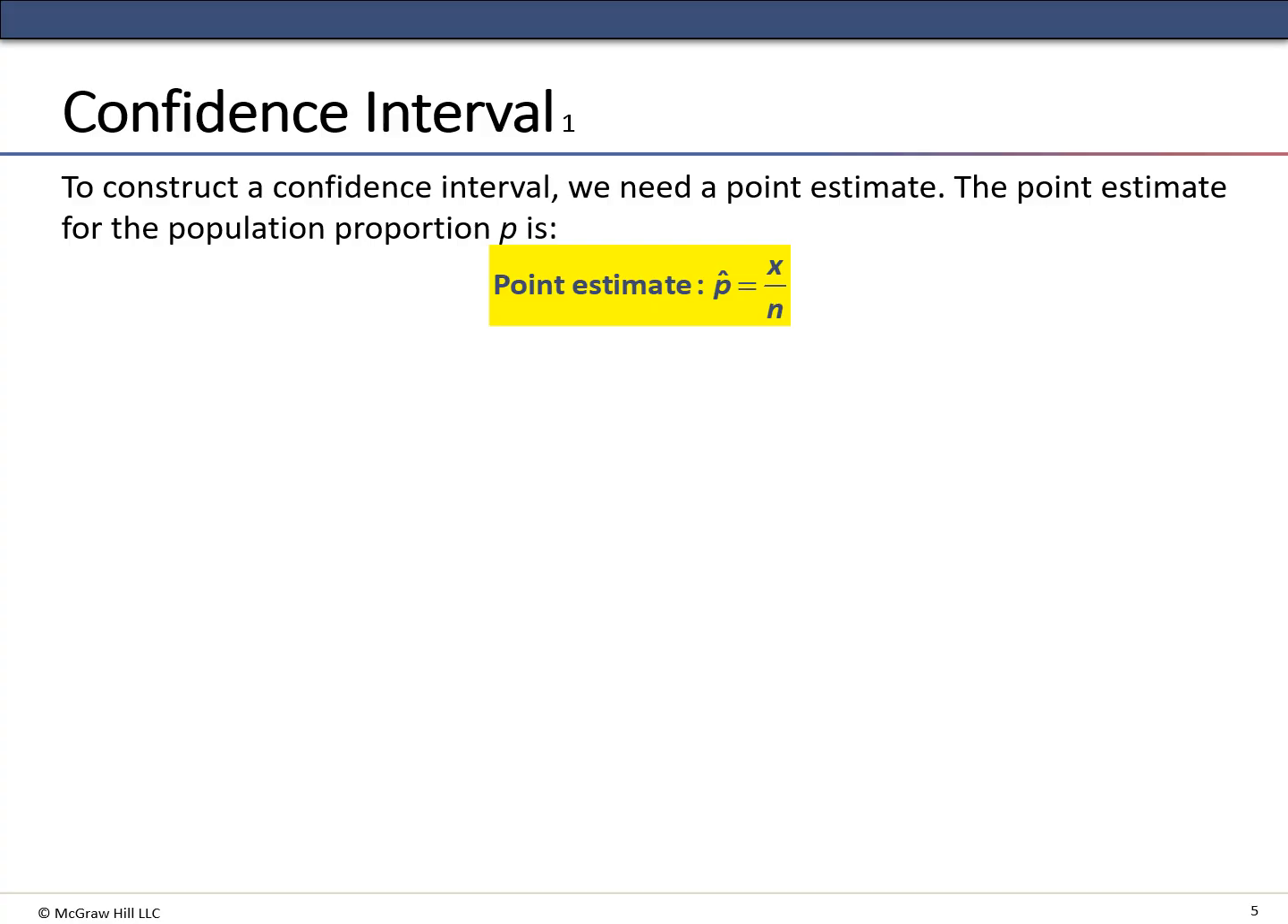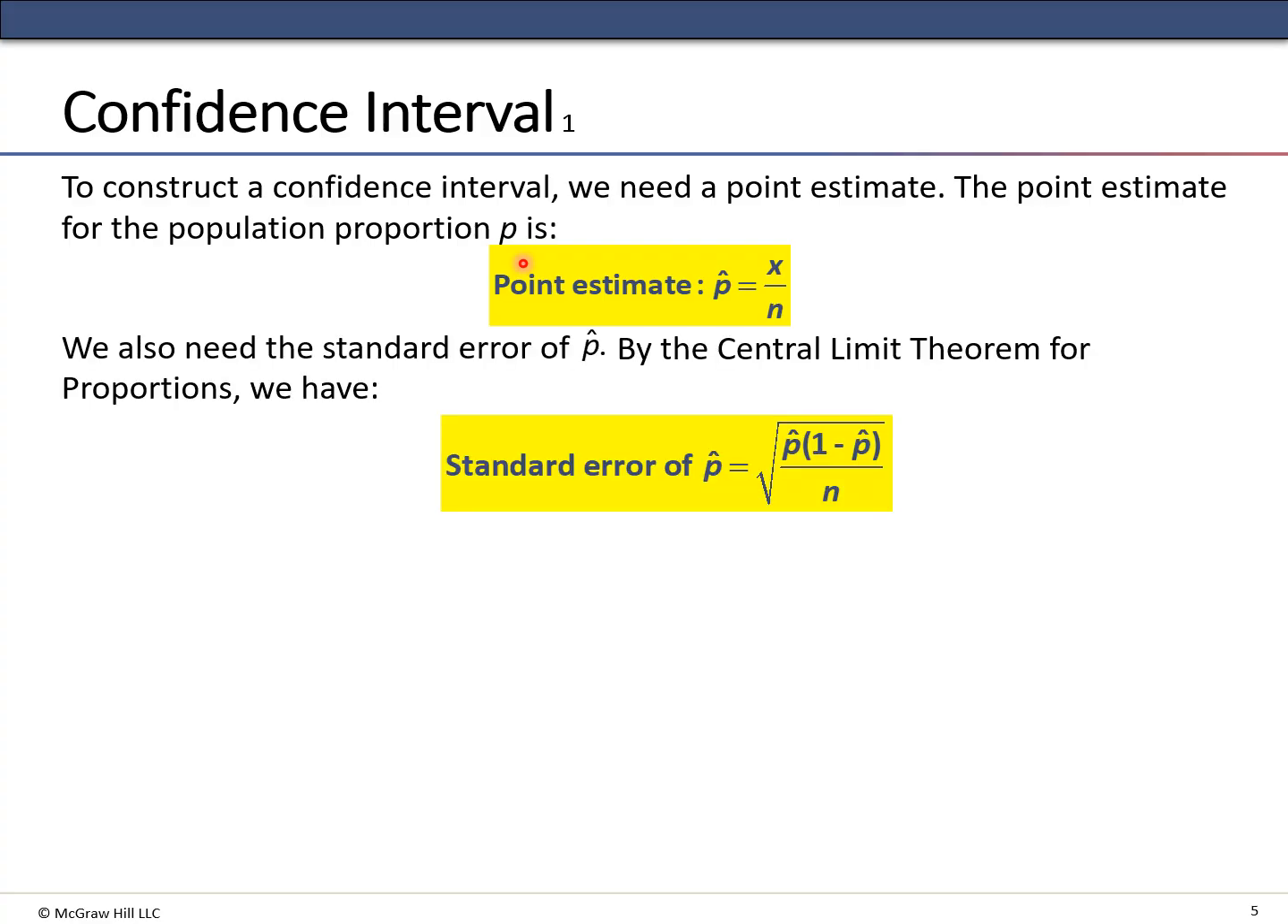In order to construct a confidence interval, we first need a point estimate. The point estimate for the population proportion, lowercase p, is p hat, which is our proportion from our sample. We calculate a proportion from our sample, and then we can use that as an estimate for the population proportion given some circumstances. We also need the standard error of p hat, and by the central limit theorem for proportions, this equals the square root of p hat times 1 minus p hat over n.